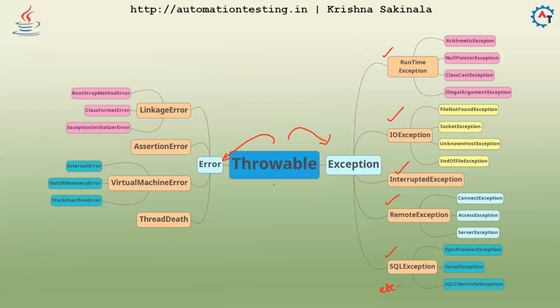So first it is Throwable. This is the superclass in exceptions. For this, you have two child classes: one is Exception, another one is Error. This Exception is also categorized as RuntimeException, IOException, InterruptedException, RemoteException, SQLException, etc. When you dig into RuntimeException, you have other child classes.